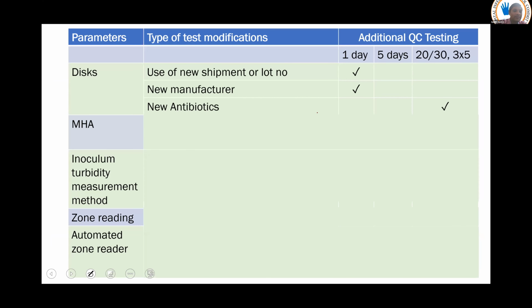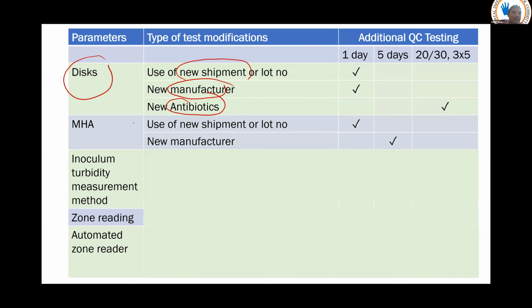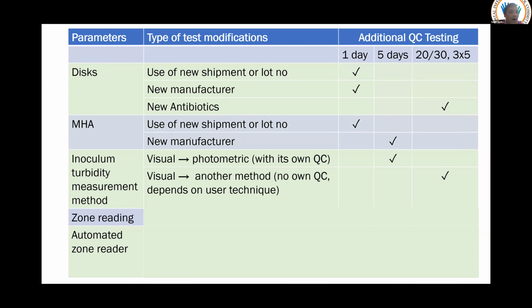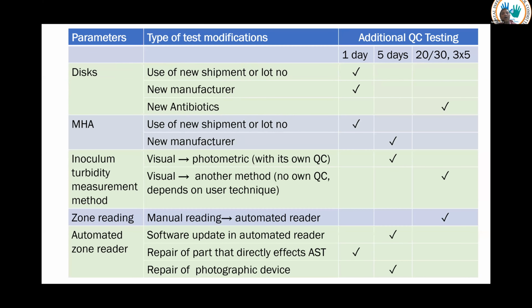If you have a change in the disk, you want to use a new manufacturer or new antibiotic or new shipment lot, or you want to use a new MHA, either a new lot number of MHA or a new manufacturer of MHA, or, as I told you, inoculum turbidity measurement, like from the visual method you want to go to the photometric method, or you have a zone reader change. All these are situations where you have to test additional QCs.